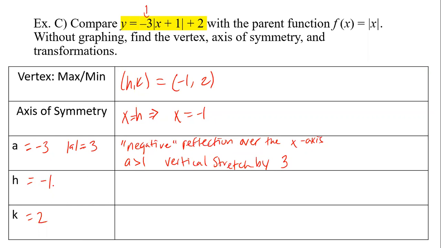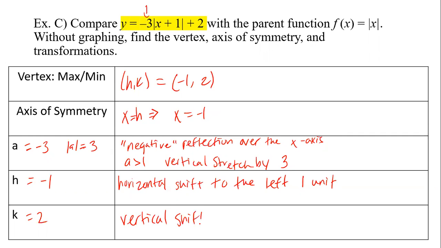Our H equals -1. So that means we have a, I'm going to write horizontal, so that you can know that that's going left and right. We have a horizontal shift to the left 1 unit. And then we have a vertical shift up 2 units.